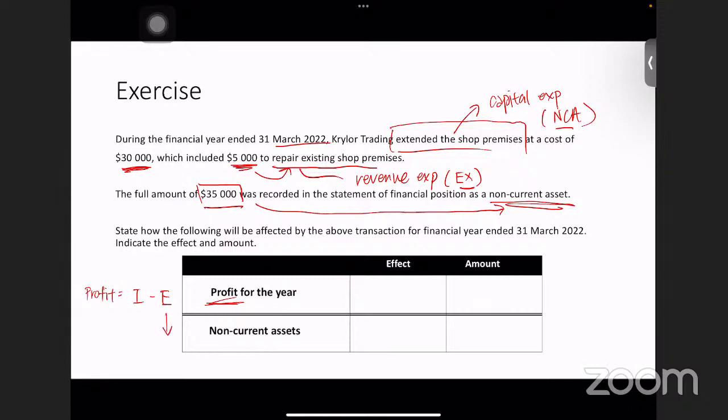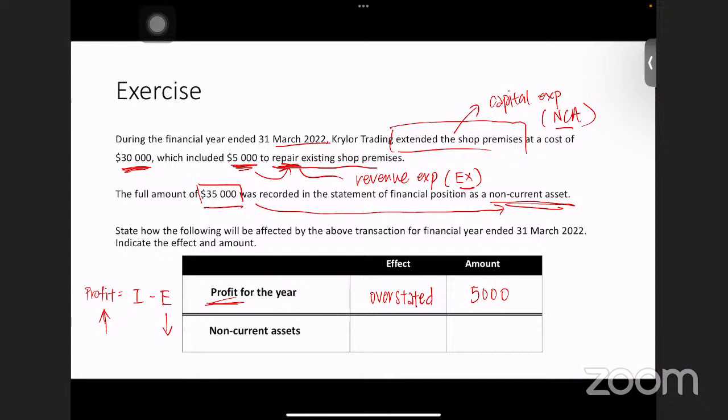So my expense is lower. Expense lower means my profit will be overstated. So here my answer is overstated, by how much? By the 5,000. That is my repair expense. So far so good.